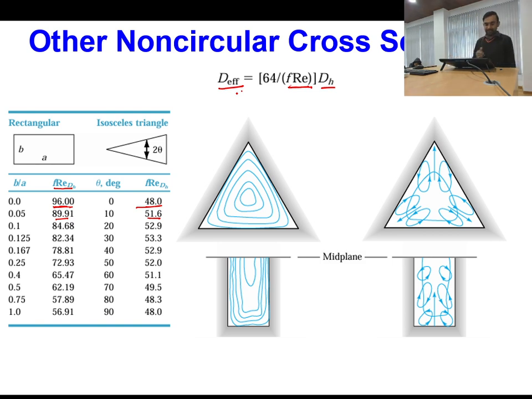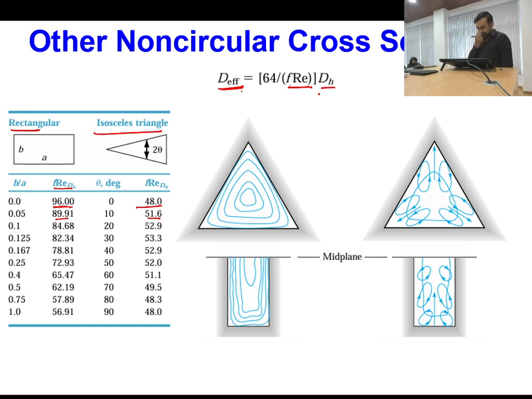So, two typical non-circular cross-sections, rectangular and isosceles triangular, are shown over here. Based on the laminar theory, for different values of B by A, as well as for different values of theta, it is given in the table what the product of F into RE is. So if you substitute this product over here, you will get the effective diameter, and then you can simply use the Moody diagram with better accuracy.